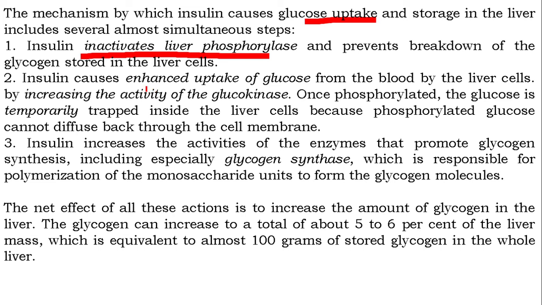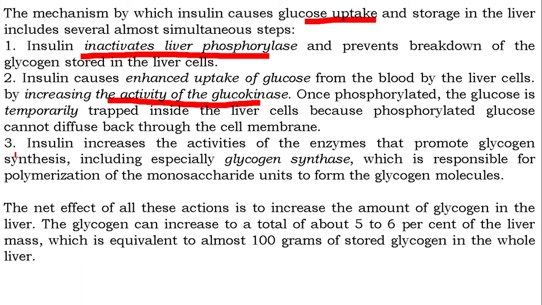by the liver cells. How? By increasing the activity of glucokinase. You know that glucokinase catalyzes the reaction between glucose and phosphate, producing glucose 6-phosphate. This is the first reaction of glycolysis. What's the advantage of this reaction? Now the glucose is carrying a phosphate group. Now this glucose 6-phosphate cannot diffuse across the plasma membrane. That means the position of the glucose is now restricted to the interior of the cell. The glucose cannot go outside the cell.